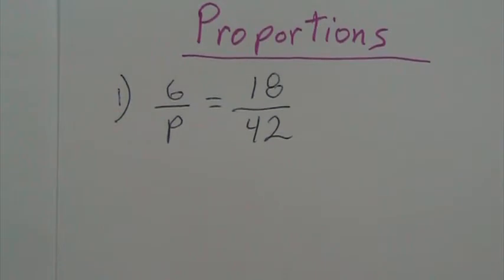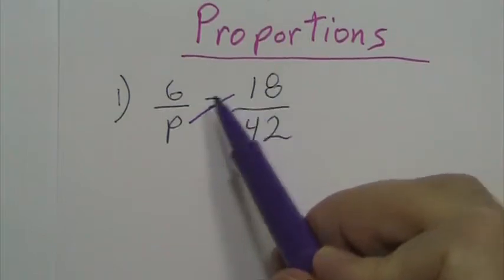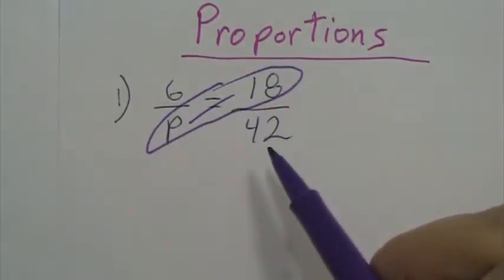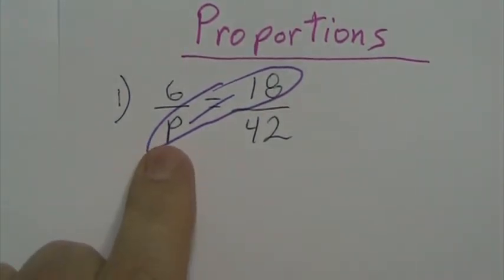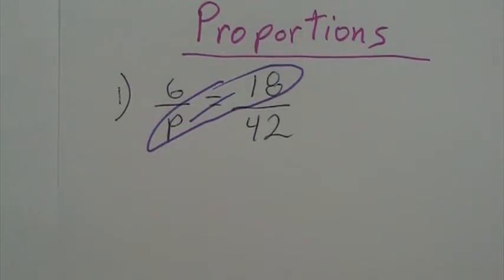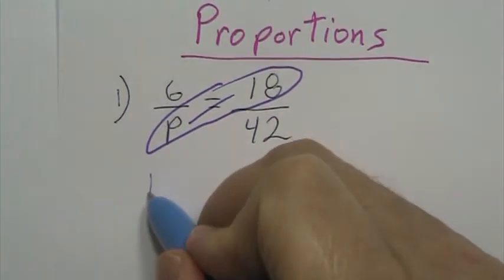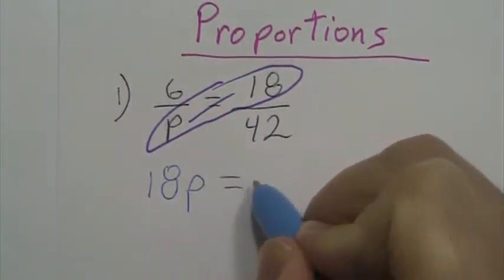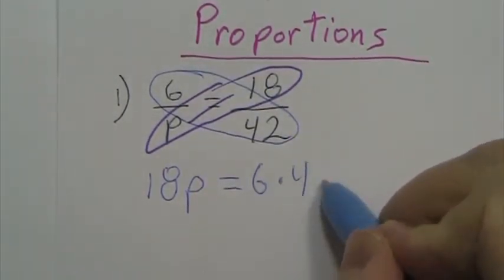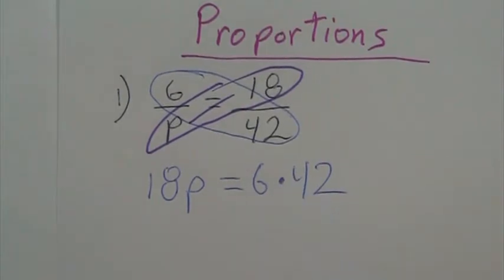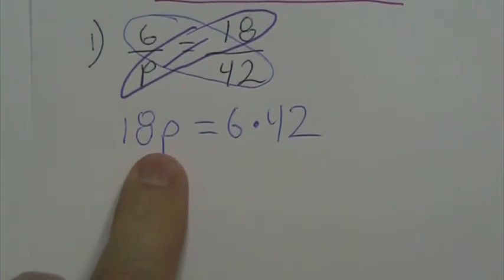Okay, so we're going to go ahead and use cross products. Some people put a line, or some people will just go like this. It's your choice which one you want to do. But you always want to start with the letter. So that's going to give me 18p equals, and then these two, 6 times 42. And use a dot, don't use an X, please. That means times.